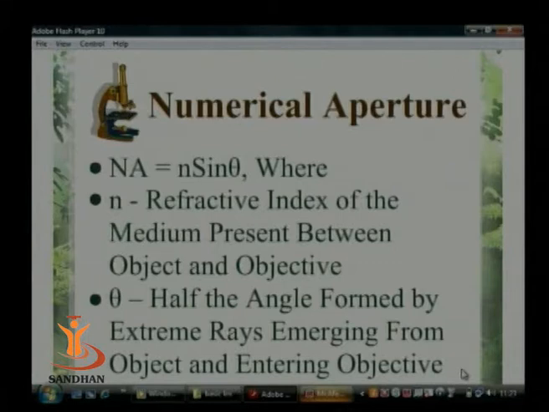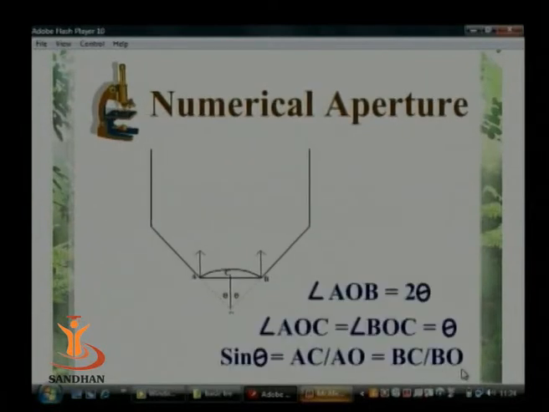But as we shall be talking later on, some other type of media can also be placed between the object and the objective. So the refractive index of this particular medium plays a very important role in deciding the numerical aperture value, and thus deciding the resolving power value. So the numerical aperture is formulated as n sine theta, where n is the refractive index of the medium which is lying between the object and the objective, and theta is actually half of the angle which is formed by the extreme rays emerging from the object and entering the objective, as the next animation will tell us.